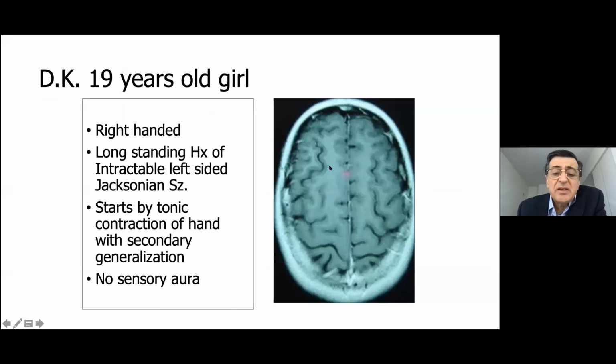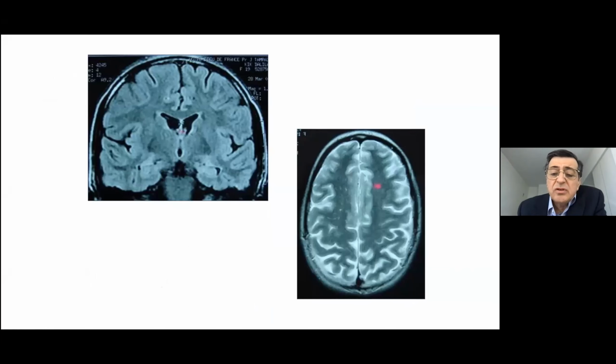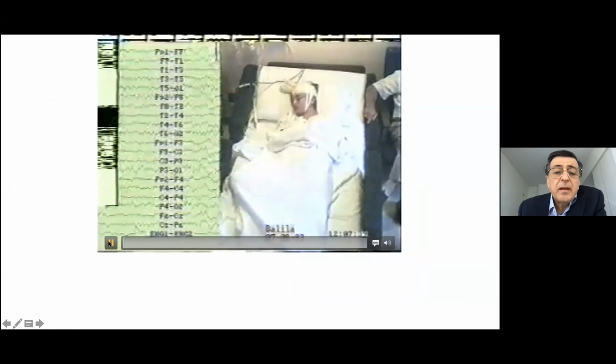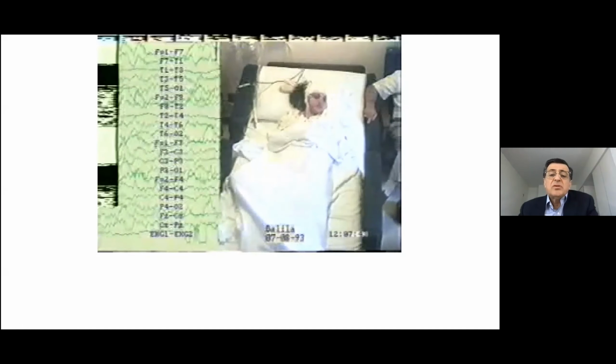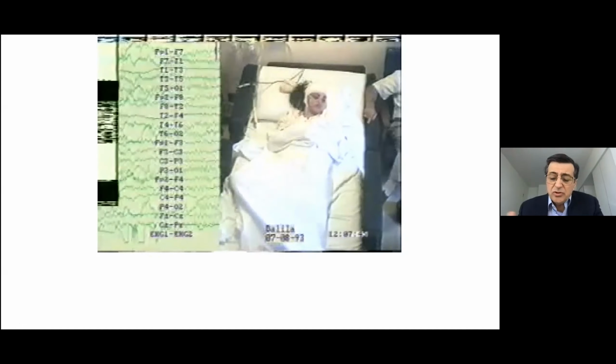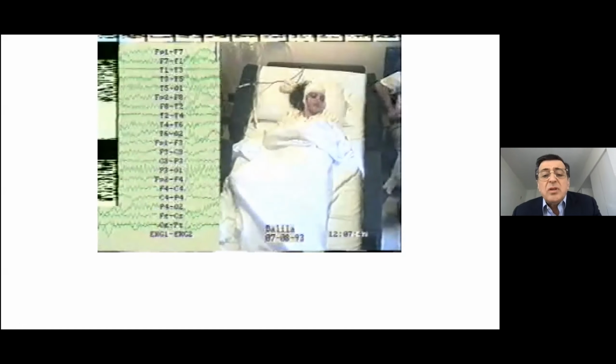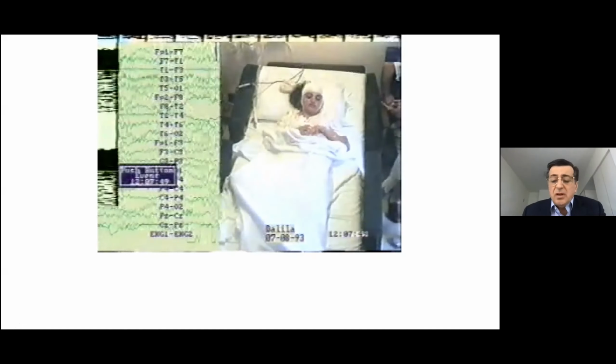This is a case that I show quite frequently. This is a 19-year-old lady. Now she's much older, and she had a long history of intractable Jacksonian seizures, which I'll show you, with a completely normal MRI. I'm showing this case to show how important anatomy is in the selection process of the patient.